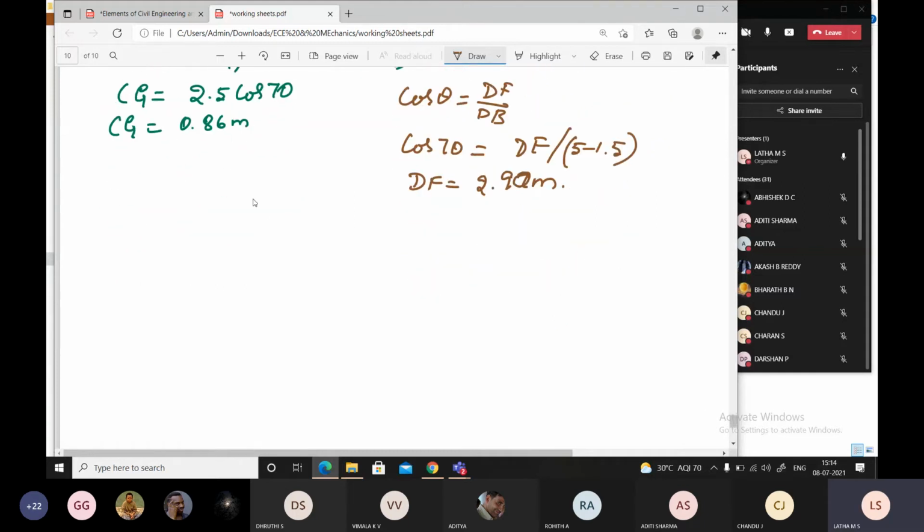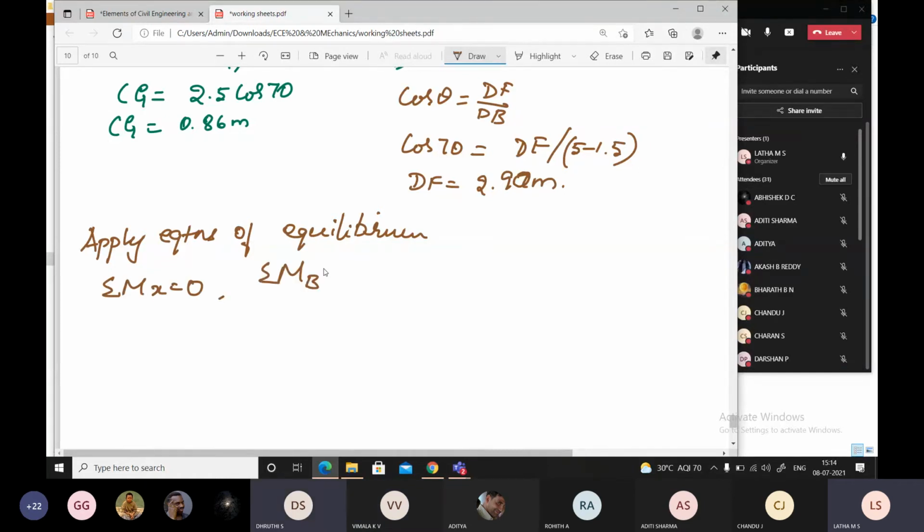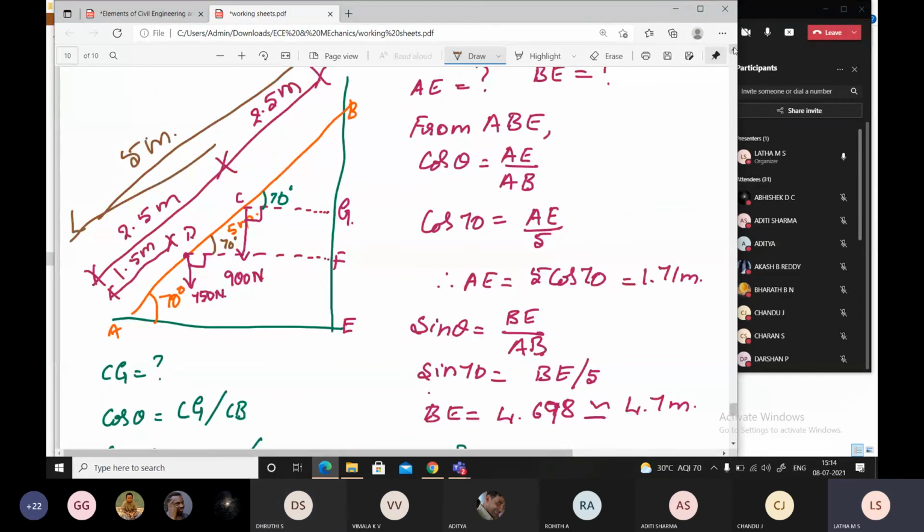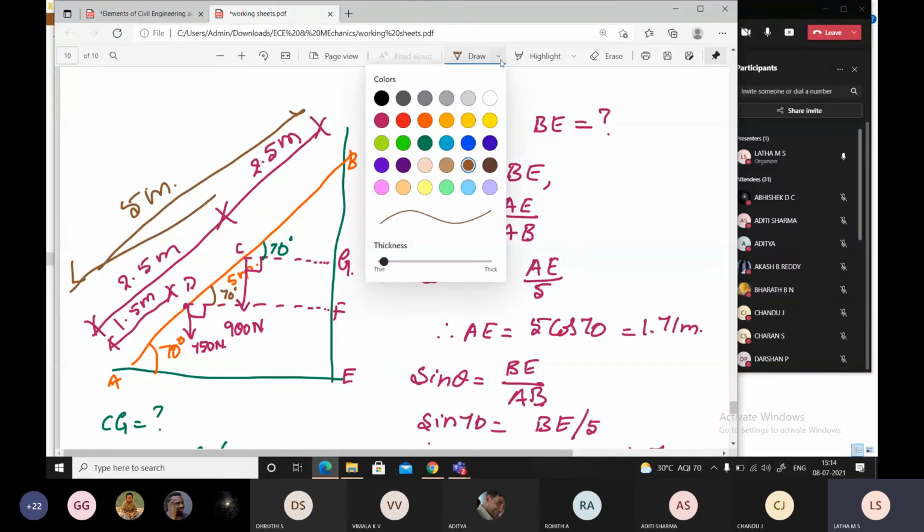What's the next step I should do? It's a similar thing as before. Apply equations of equilibrium. Which equation of equilibrium will you be using? Sigma Mx equals 0. So for this, we'll take the moment at B is equal to 0. Okay. Now, before that, I should complete the diagram. What am I left with to complete?